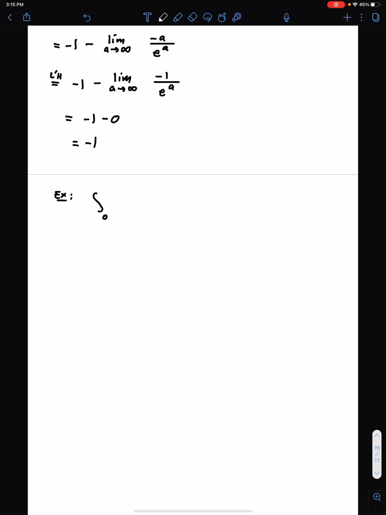The integral from 0 to infinity of e to the x over 1 plus e to the x dx. So if I write this as the limit of b approaches infinity of the integral from 0 to b of e to the x divided by 1 plus e to the x dx. So this is a u substitution.